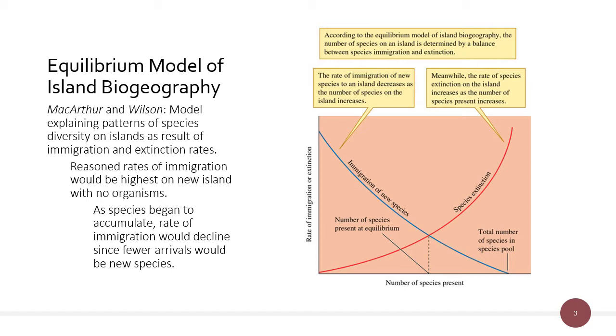If we look at this graph of the island biogeography theory, we can see the x-axis is the number of species present on that island. So how many species are actually there? This would be your number of species, not your population size, but you could even consider that to be species richness on your island at a given time.